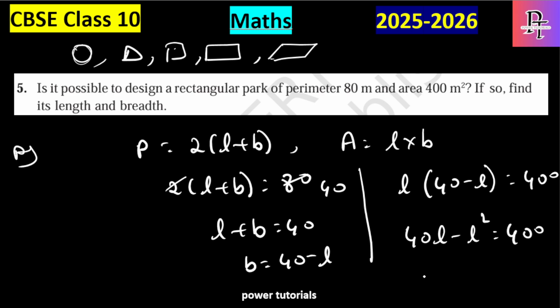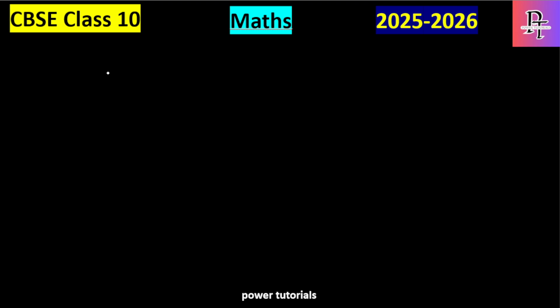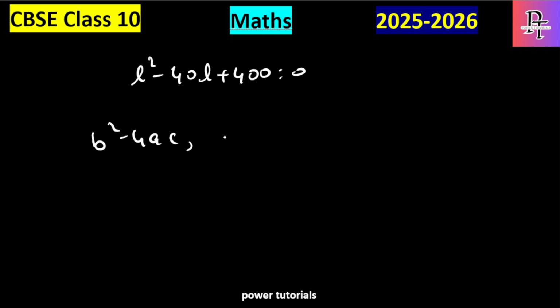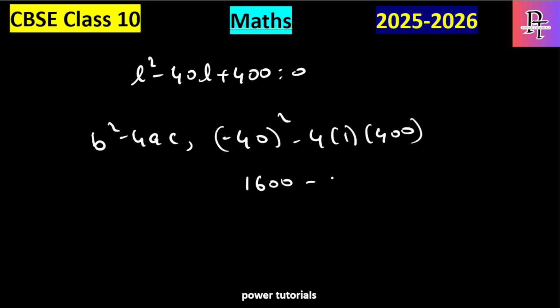Let's write everything on one side. It becomes L square minus 40L plus 400 is equal to 0. Let's find the B square minus 4AC value. Which is minus 40 whole square minus 4 into 1 into 400. 40 square is 1600. 400 into 4 is also 1600. So I got B square minus 4AC is equal to 0, which means the roots are real and equal.